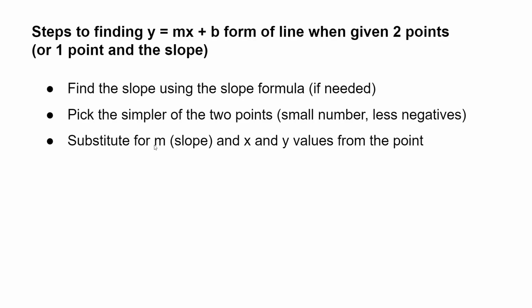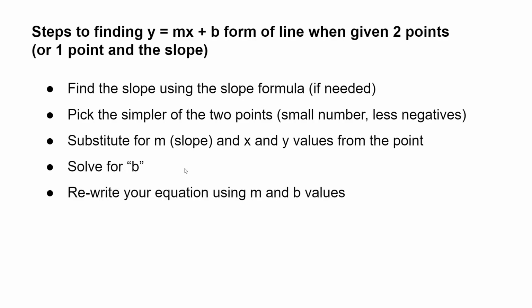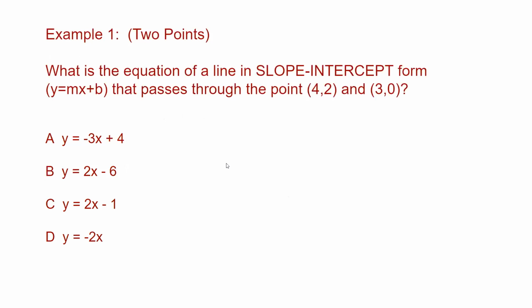Substitute for m, the slope, and the x and the y values from the point into the slope-intercept formula. This is going to leave you with just b as an unknown, and we can then solve for b, the intercept, and then rewrite the equation using your slope and b values that you've found. Let's take a look at 2 sample problems here.